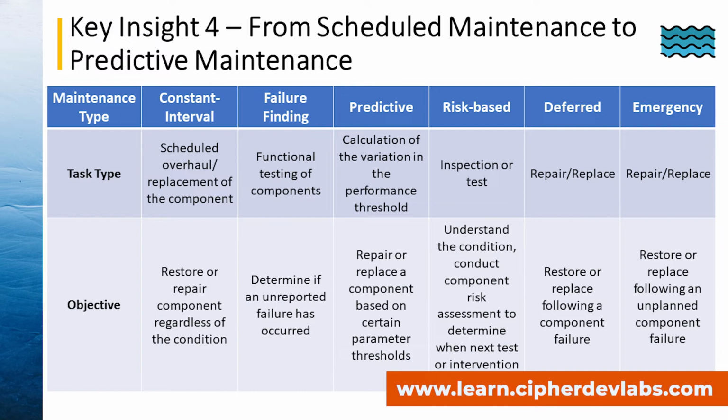So the objective of predictive maintenance is basically to repair or replace a component based on certain parameter thresholds. Then there's risk-based maintenance, so it's basically focusing on either inspection or test. The objective is to understand the condition, conduct a full comprehensive component risk assessment to determine when the next test or intervention is required. Then if you look at deferred maintenance, it is basically focusing on repairing and replacing, so to restore or replace following a component failure.